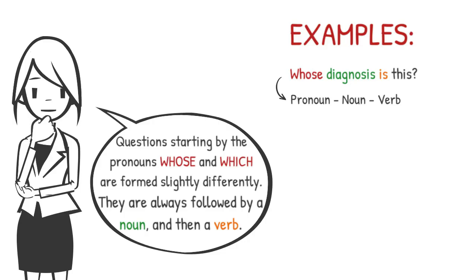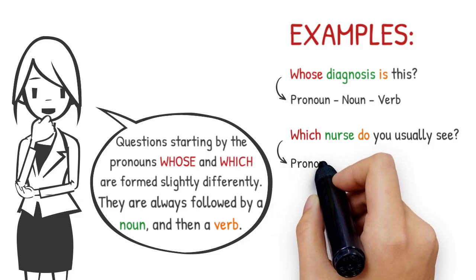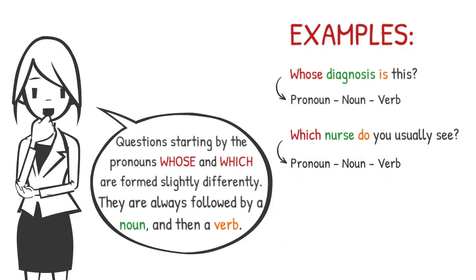Another example is, which nurse do you usually see? Which is formed with the pronoun which, the noun nurse, and the verb do. Don't forget, the verb to do is always followed by a second verb, which here is the verb to see.